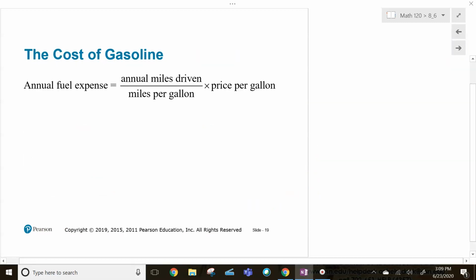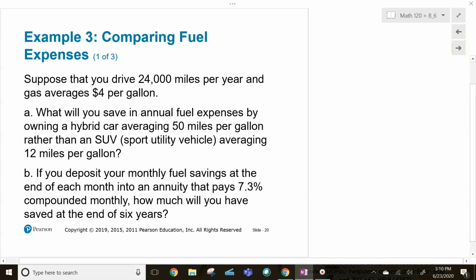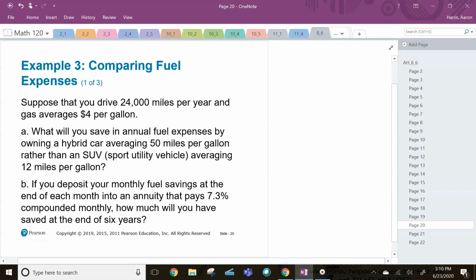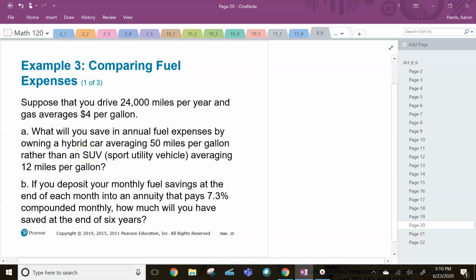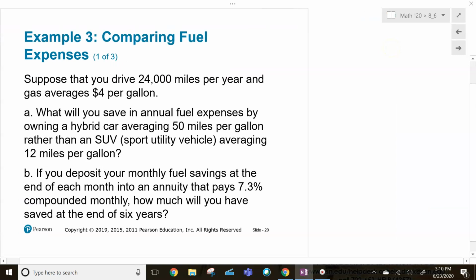All right, let's calculate some annual fuel expenses for an example here. Suppose you drive 24,000 miles per year. Gas averages $4 per gallon. I'm going to do hybrid first. You know what? I'm going to do it in green for a green old hybrid here. What will you save in annual fuel expenses by owning a hybrid car averaging 50 miles per gallon rather than an SUV averaging 12 miles per gallon?